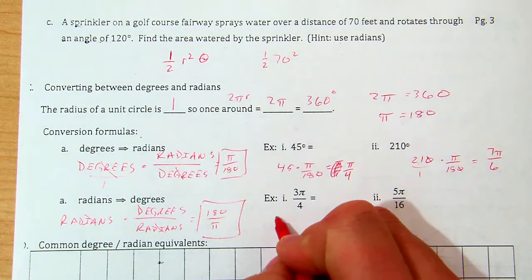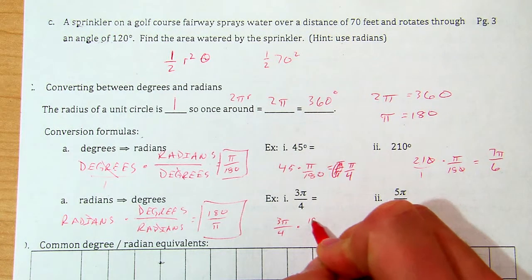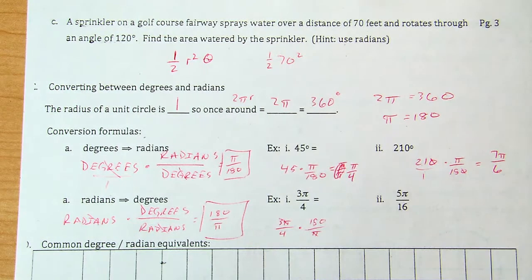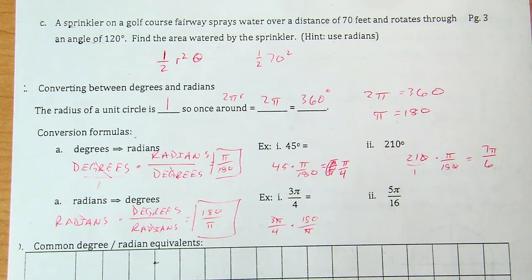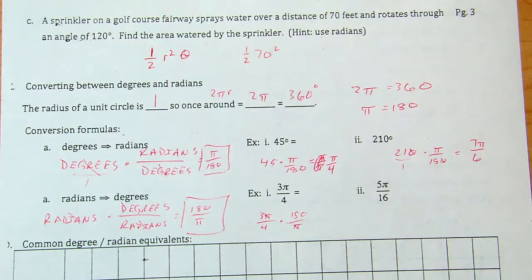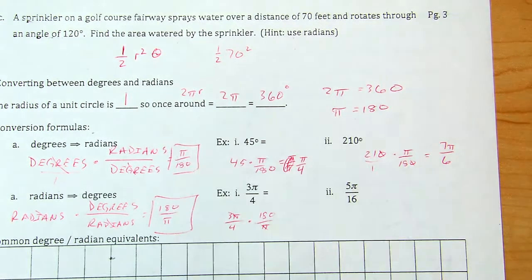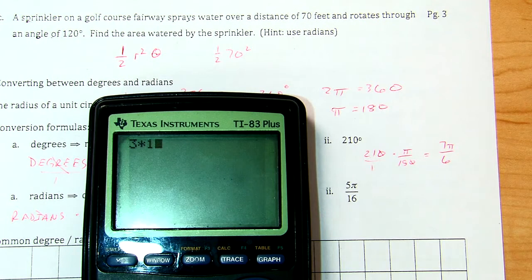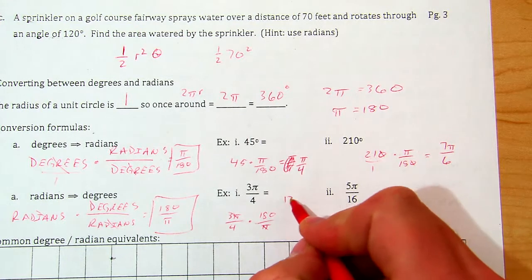So I'm going to go 3 pi fourths. And when I multiply, I'm going to go times 180 over pi, like so. Well, I can cancel pi's like that. You could cancel some fractions here if you wanted as well. And once you cancel the pi's, I'm not opposed to using the old calculator. It's not a bad idea. We can just go 3 times 180 divided by 4, and get 135 degrees.